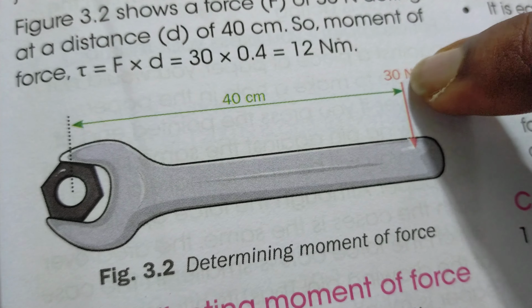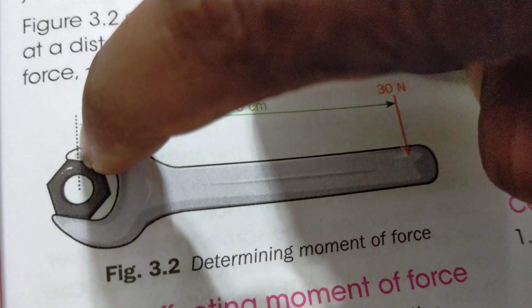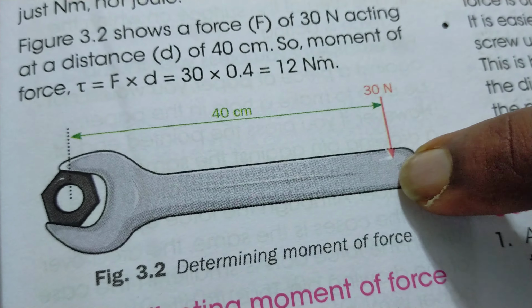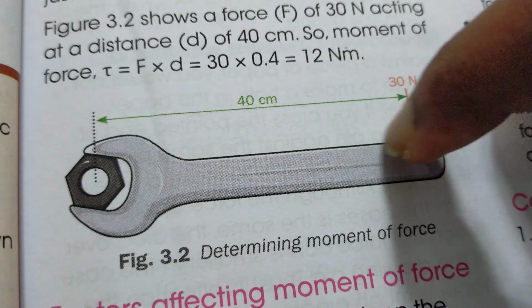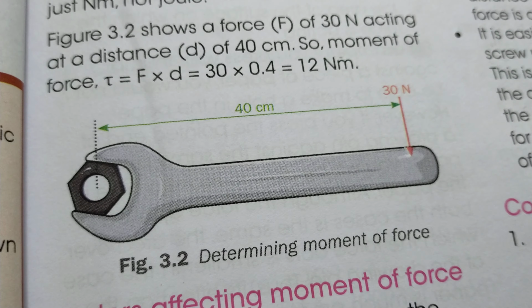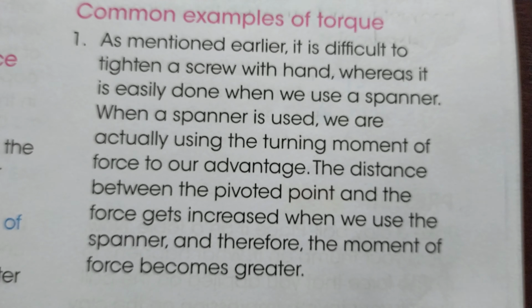That means you see 30 Newton, that means force is applied here, and it is at a maximum distance from the point of rotation. That means here, the fulcrum, you can consider this one as the fulcrum, and this is the point of rotation. If it is at maximum distance, less force is required. If it is at minimum distance, then more force is required. So this was the first example of torque.